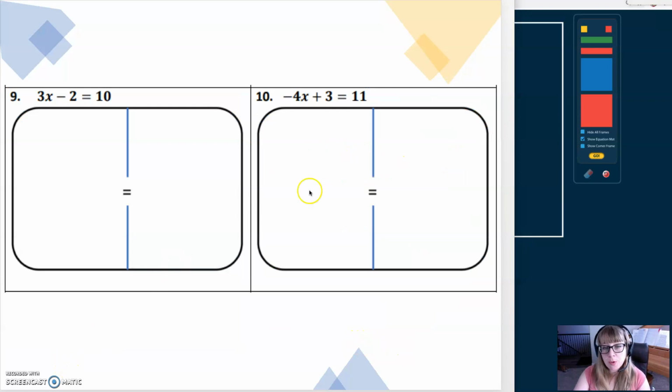It looks like you have just one more problem that's going to require that flipping, so hopefully you can do that one on your own.